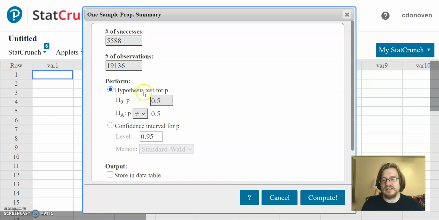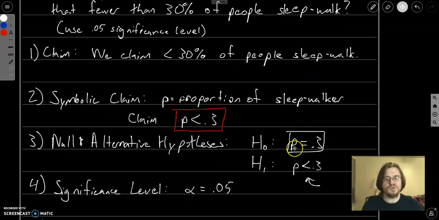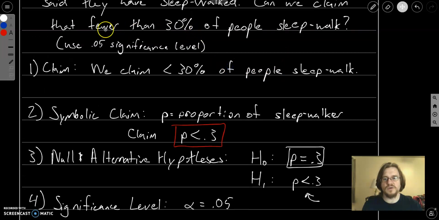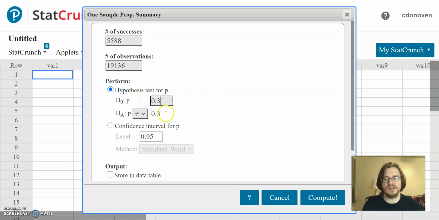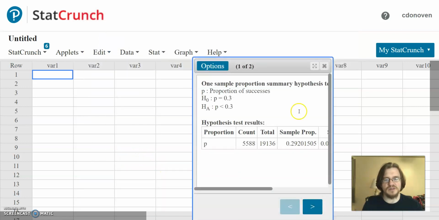And now our hypothesis test changes a little bit. Our null hypothesis, which we found, was that p is equal to 0.3. So I'll need to change this to 0.3. And for our alternative hypothesis, we wanted to see if there were fewer than 30% of people, so our alternative hypothesis is p is less than 0.3. So we'll just click this drop-down menu to select p is less than 0.3. We're not doing a confidence interval, so we won't look at that. And I will click on the p-value plot. This isn't necessary, but it's nice for the picture. And we will click compute.